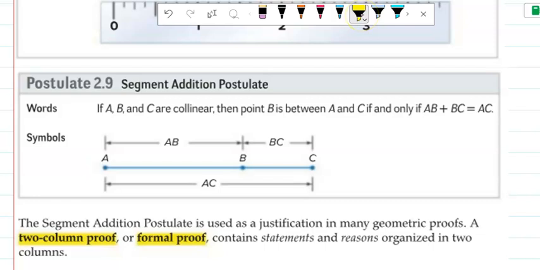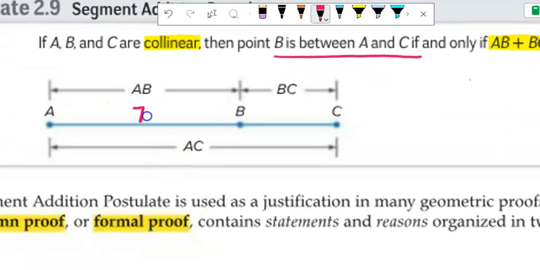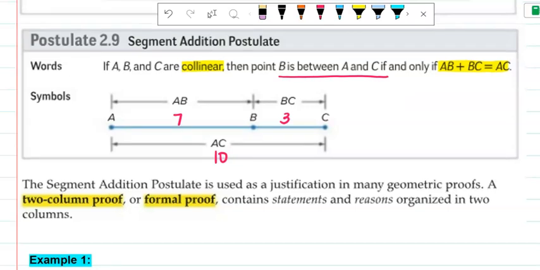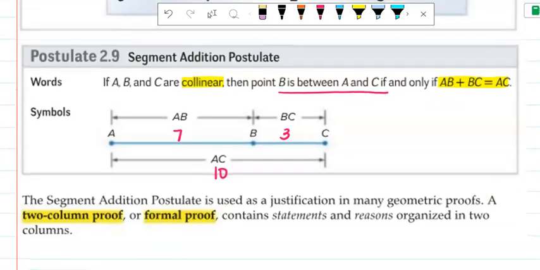So the segment addition postulate: if A, B, and C are collinear, remember that means that they are all on the same line, and if B is between A and C, then AB plus BC equals AC. So we've already kind of done this, right? Like if we knew that AB was 7 and BC was 3, AC would be 10. Whether we had two of the parts and we wanted to find the total, or the total and one of the parts. But we've already kind of seen that. The formal name of that is segment addition postulate.